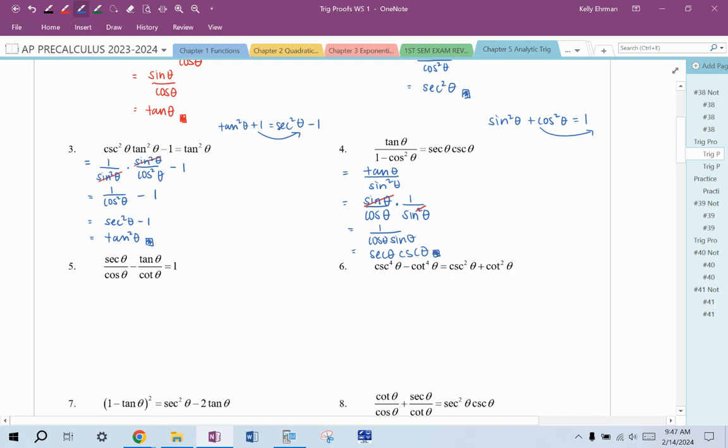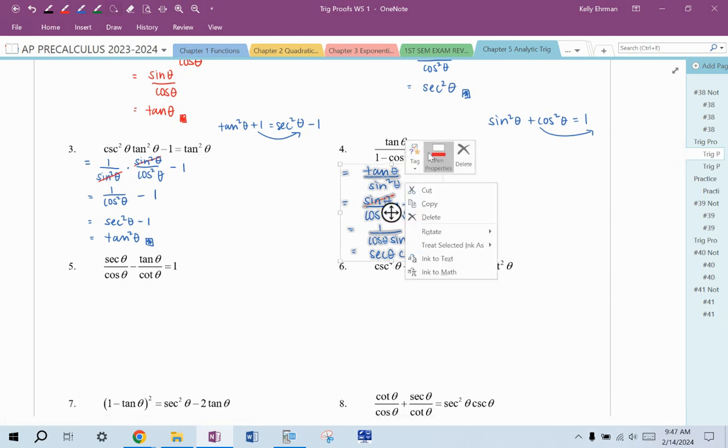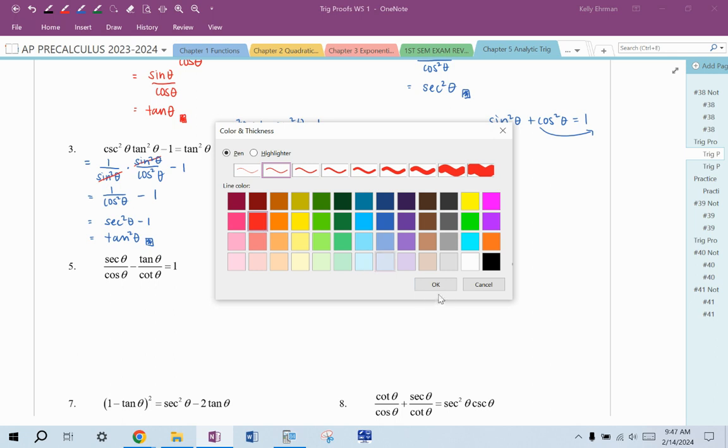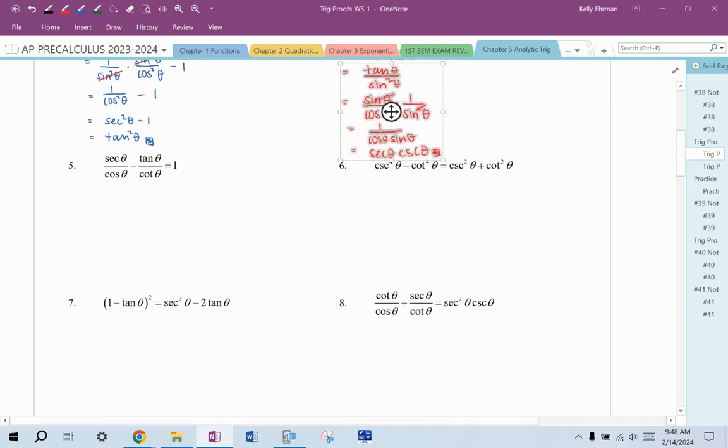And I've matched the right side exactly, so that's finished with that one. All right, for number 5, I want to get these to match color. For number 5, definitely the more complicated side is on the left.